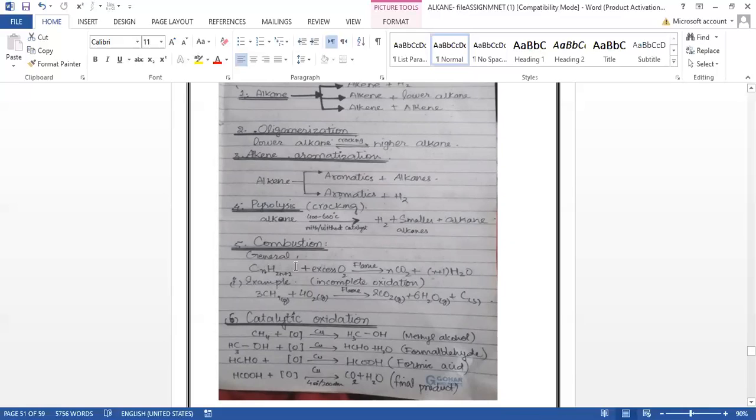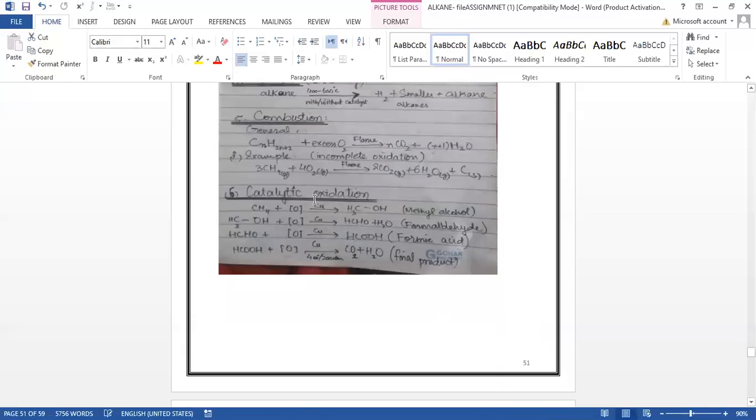In combustion, alkane reacts with excess oxygen and forms carbon dioxide and water. But in the case of incomplete oxidation, we get carbon monoxide too, along with coke, carbon. In catalytic oxidation, we have methane and it is oxidized and we get methyl alcohol. This is a cycle. As the methyl alcohol is oxidized, it forms formaldehyde, and when formaldehyde is oxidized, it forms formic acid. And when formic acid is oxidized, we get our final products, carbon dioxide and water.